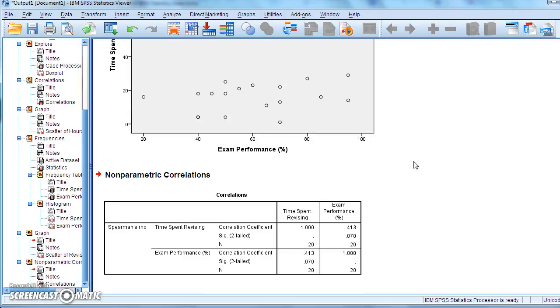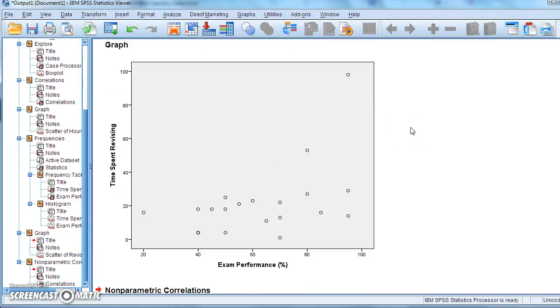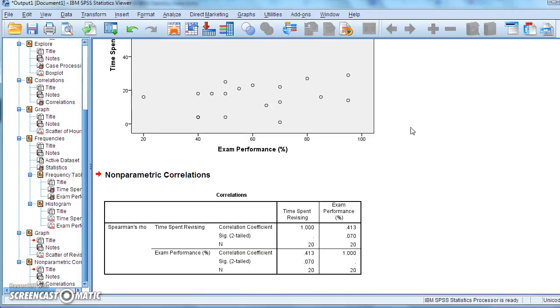Now, I have to emphasise very strongly that we made these data up, so please don't be using this as evidence to not revise. Unfortunately, I probably should have made the data up to make a more positive message about the relationship between time spent revising and exam performance. I apologise for that.